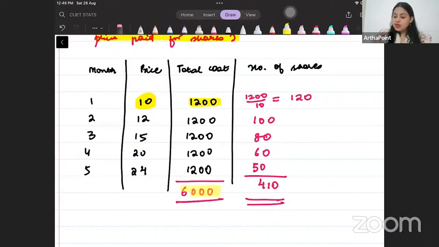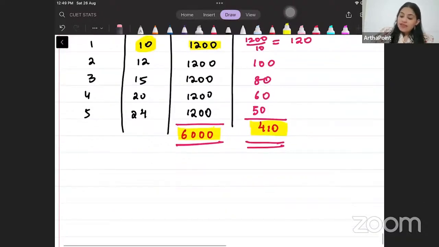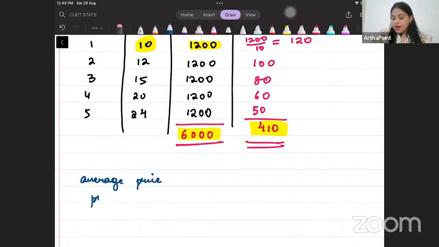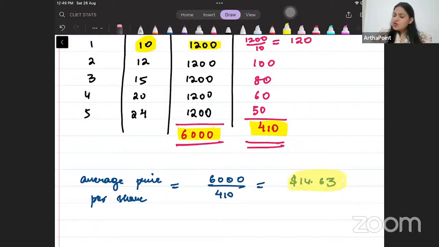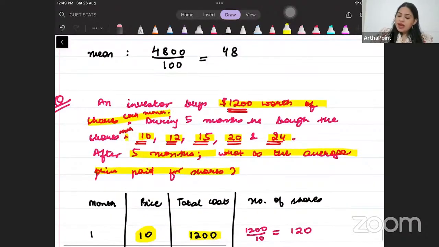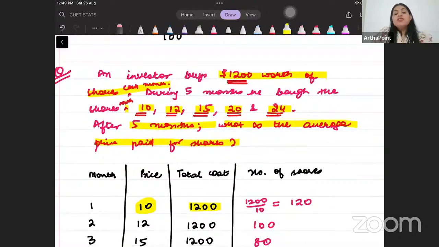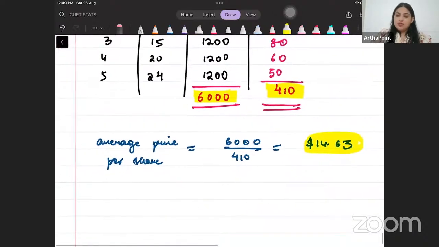So the total value that I have spent, beta, is 6,000. 6,000 रुपए खर्च किए ना इन 5 महीनों में. And total shares I have bought is 410. So average price per share will be 6,000 divided by 410. That means 14.63. Many students over the years I have seen will simply add these 5 values and divide them by 5. No. That is not what you have to do. First, find out that I have purchased 410 shares. And only then you will be able to go ahead and give the average price of the share.